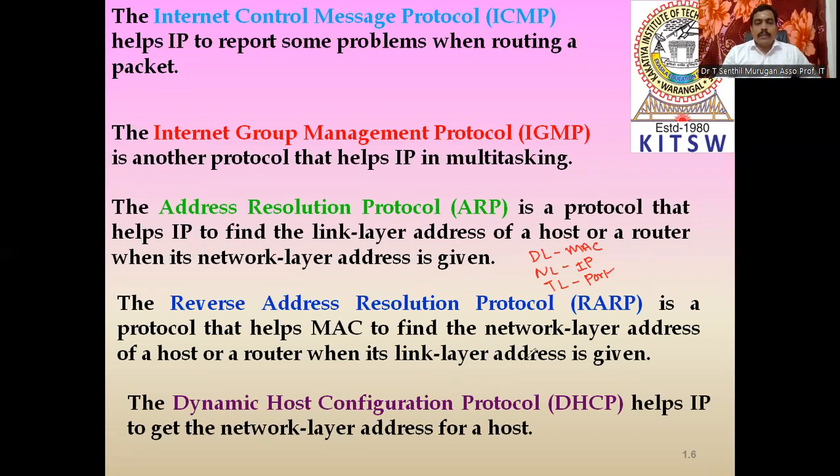So if we have the IP address and need the link layer address, that time the ARP protocol is used. The same thing with RARP, the Reverse Address Resolution Protocol: if I know the link layer address, that is the MAC address, but I need the IP address, that time RARP will be used. And DHCP, the Dynamic Host Configuration Protocol. What is the use of this protocol? It helps IP to get the network layer address for the host. It is also similar to the Reverse Address Resolution Protocol.